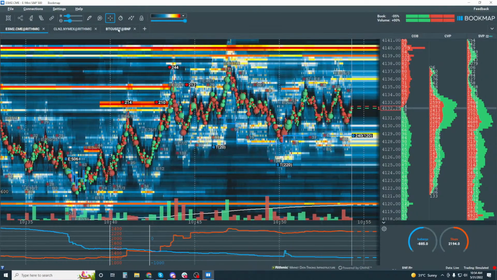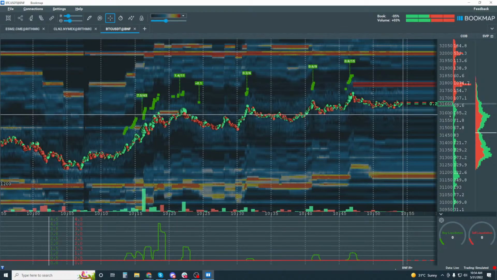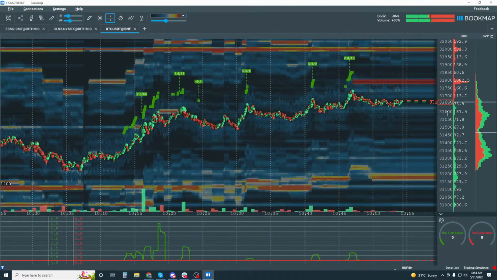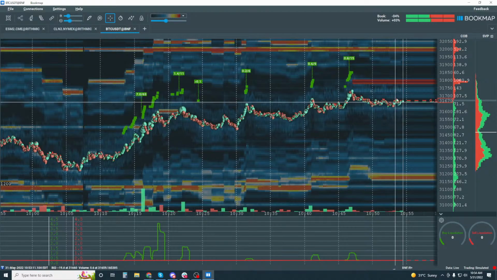Okay, let's take a look over at Binance Futures. How is it doing? Like, still don't see any sell liquidations.